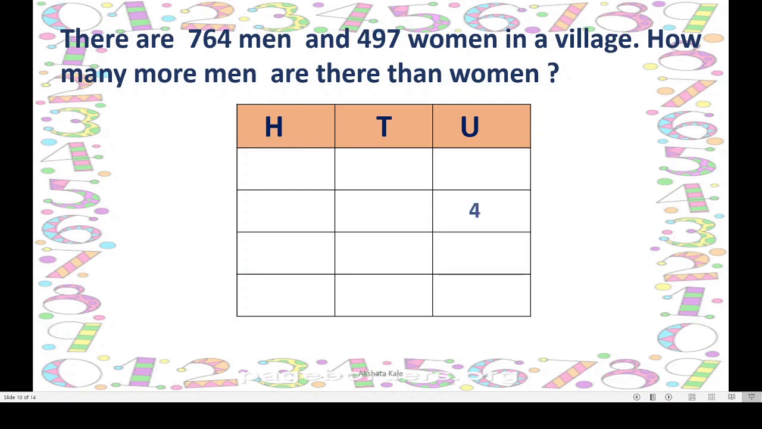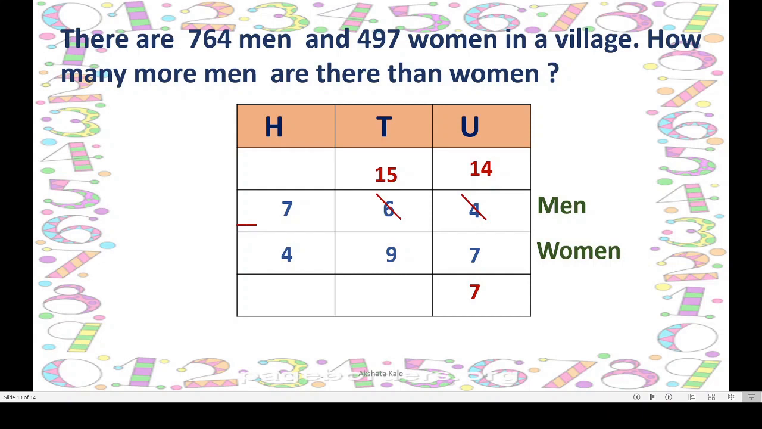Okay. Now we will write 764, that is men, minus 497, that is the number of women. Right? Now we will subtract the numbers in the unit place. 4 minus 7, not possible. So 4 borrows from 6 and it becomes 14, and 6 tens becomes 5 tens. Right? Okay, now 14 minus 7 is 7 and here 5.